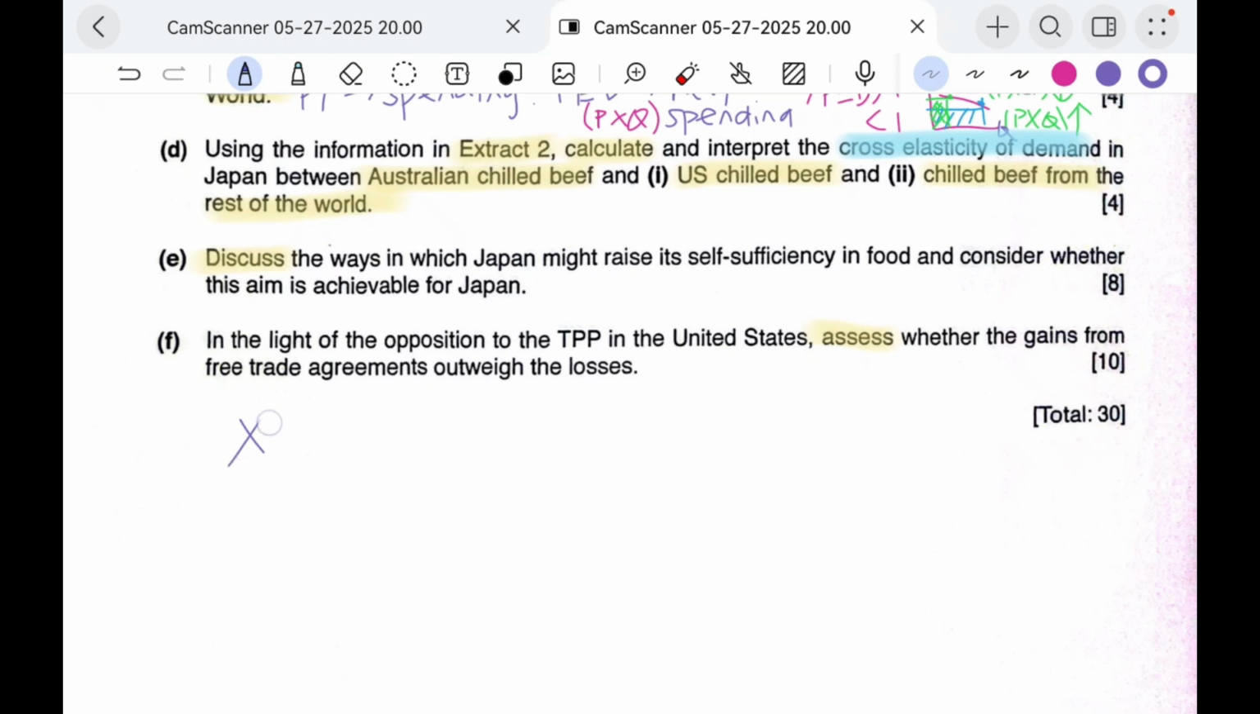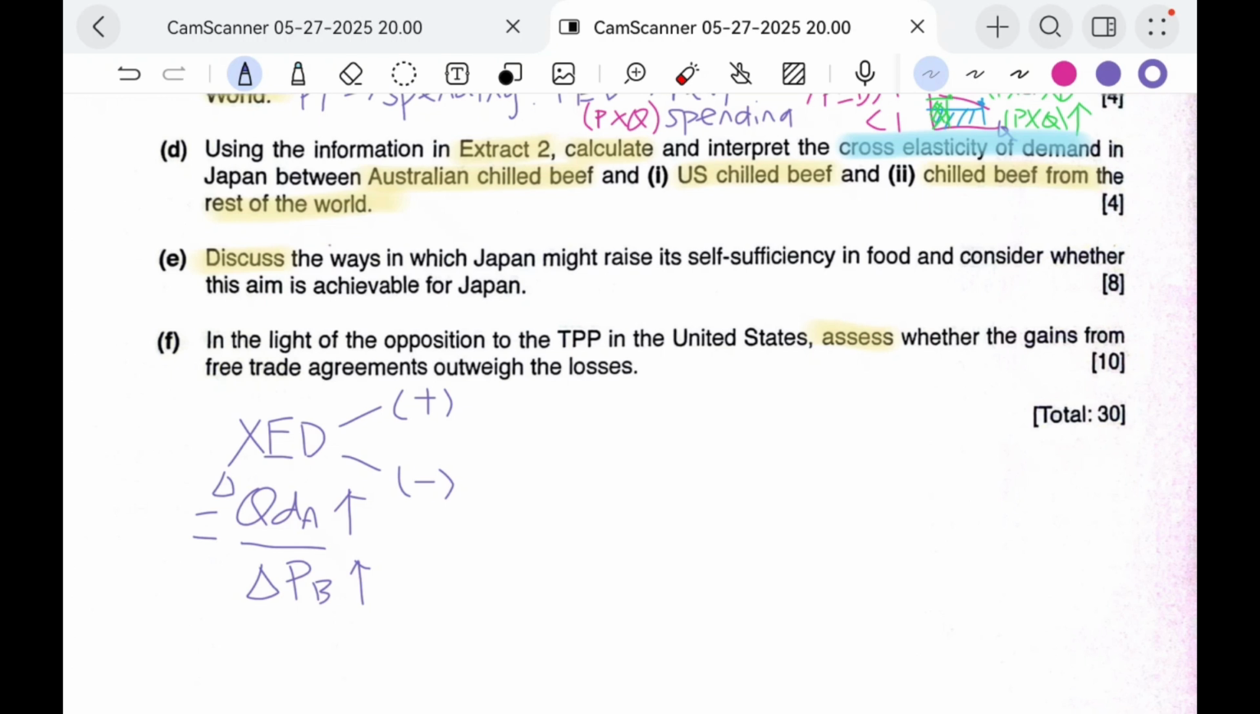Okay, so for XED, you also have 2 sides. You have positive, you have negative. And we know that for XED, the formula is how the quantity demanded of good A is affected by the change in price of good B. So it's about 2 goods. So firstly, you need to establish what is the relationship between the 2 goods. If it is positive XED, it means that when the price of B increases, the quantity of A increases.